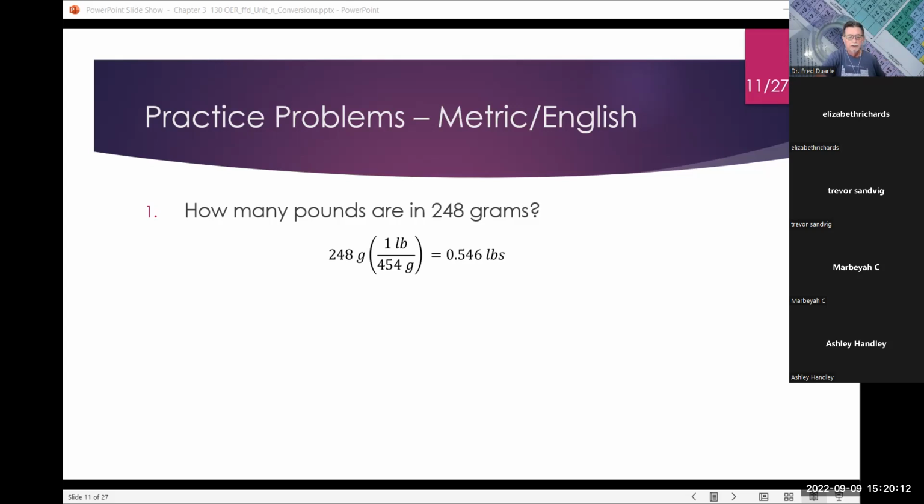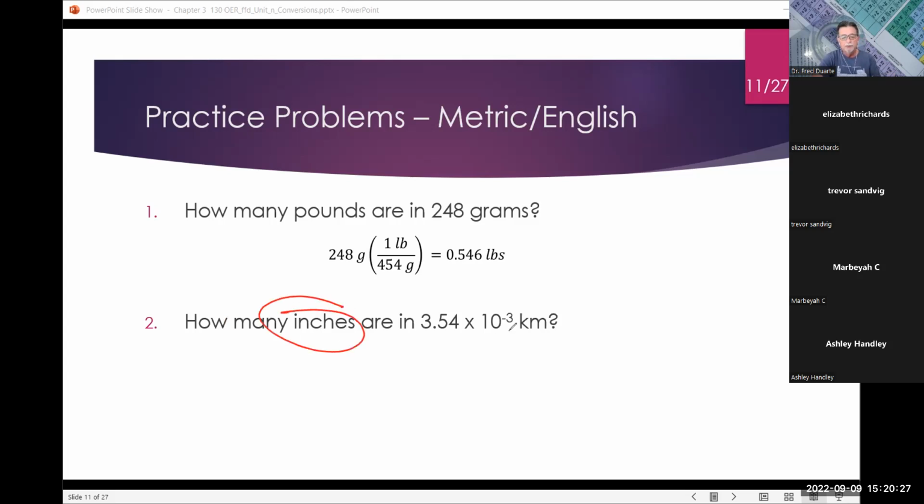All right. Here's one here that's a little bit interesting. We're looking for inches and we start off with kilometers: 3.54 times 10 to the negative third kilometers. So here's an opportunity to utilize a scientific notation format in your calculator. And we're wanting to go to inches.